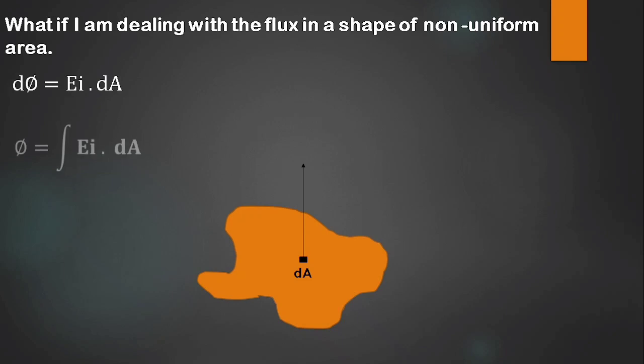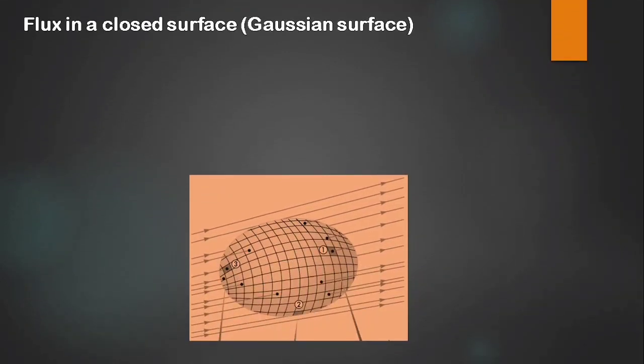Let's see what if we have a closed surface. Well, a German scientist called Johann Gauss stated that any closed surface is called a Gaussian surface. And to get the flux, you will have to take the integral of E dot dA over the closed surface. Let's look at example 1.